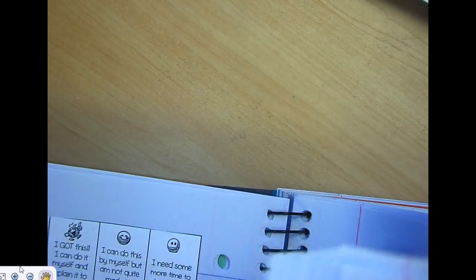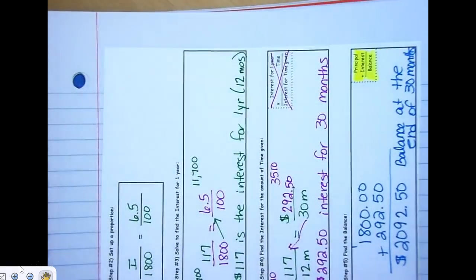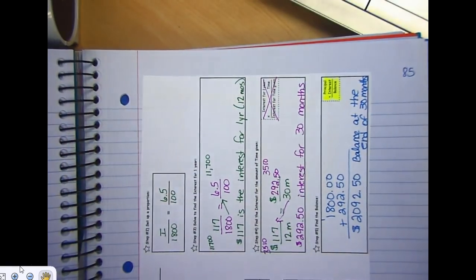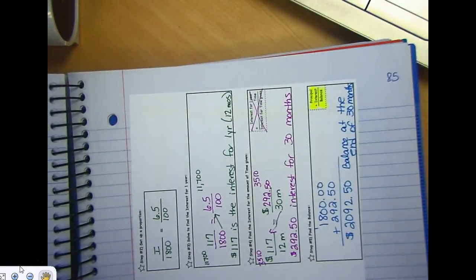So let's see where we stopped off. I think 85 was the last page that we added. Would you agree? So let's go ahead and number our pages to 105. So 86, 87, 88, 89, and let's go up to 105.